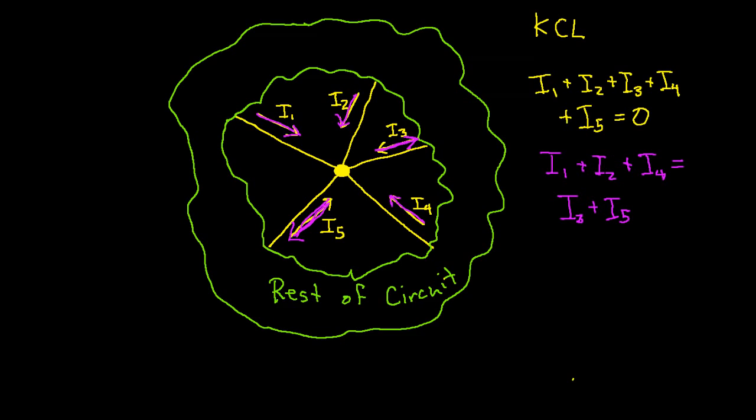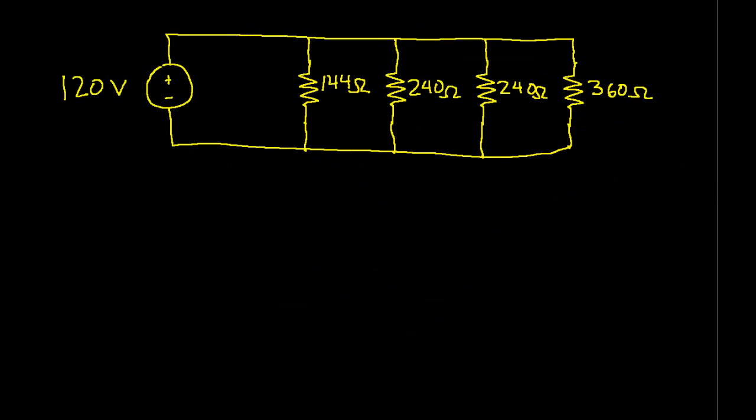In words, the sum of the currents entering the node is equal to the sum of the currents leaving the node. I tend to prefer doing it this way rather than saying the sum of all the currents entering the node is 0, because it makes sense to me that the total current flowing in must be the same as the total current leaving. So with that as an introduction, let's actually do an example.